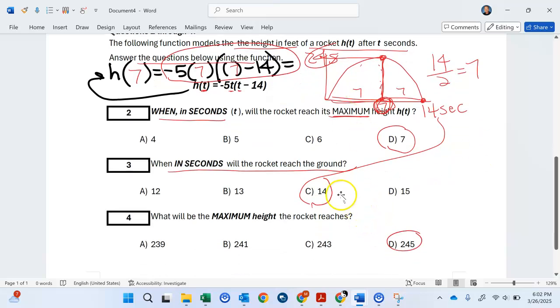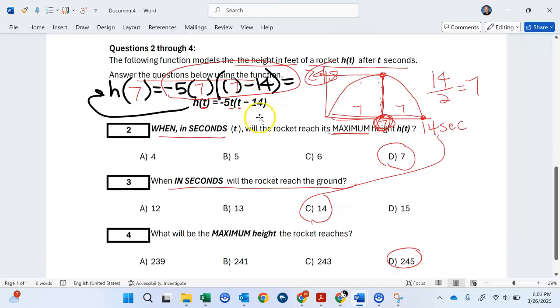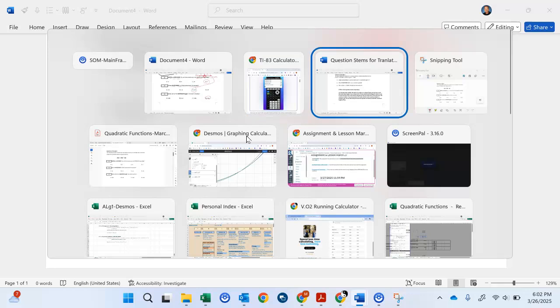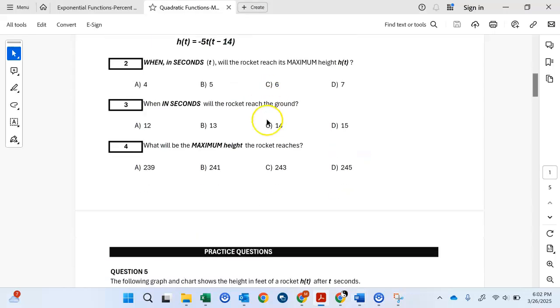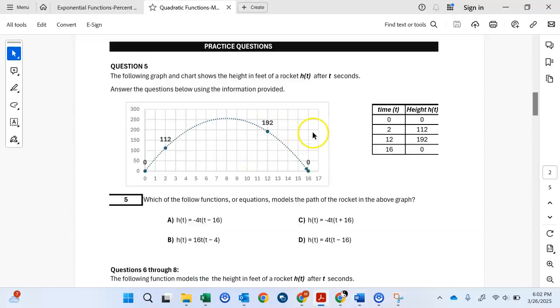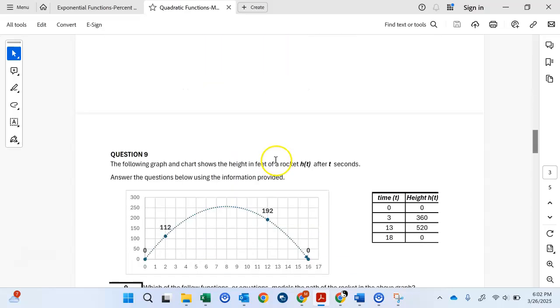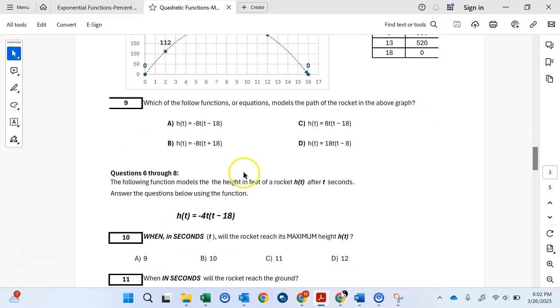So that is how you do these kind of questions, okay? So please make sure you do the practice questions. Make sure you do the practice questions for the new one here. Same type of question, so do those to practice. And I've got 2 sets of them, okay? So do those.